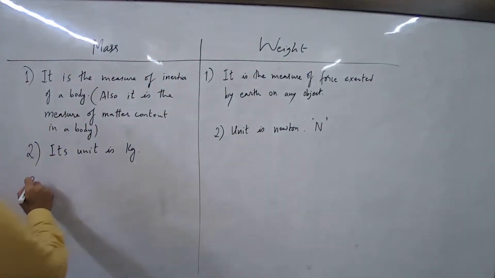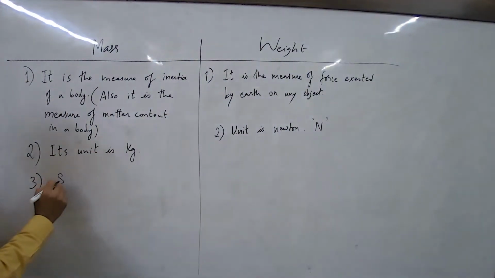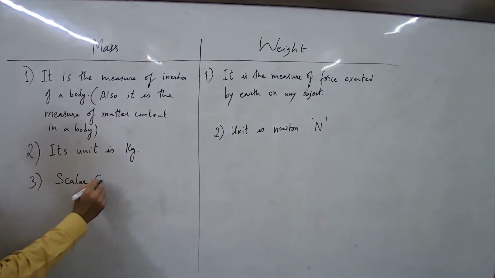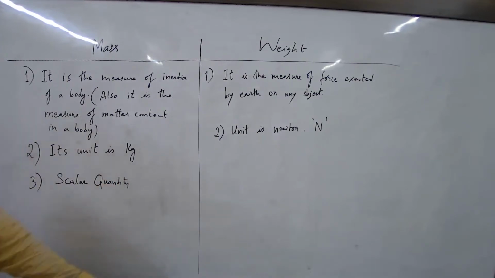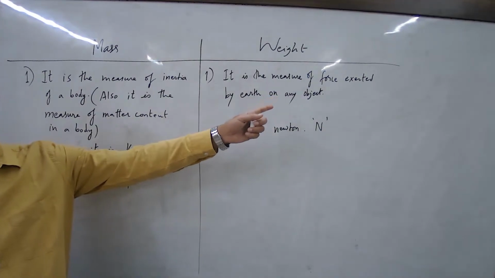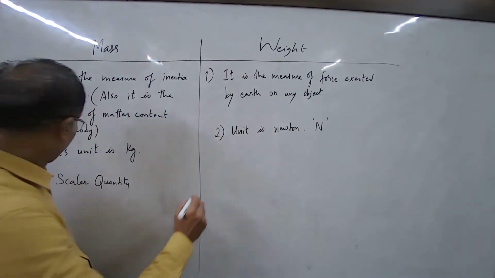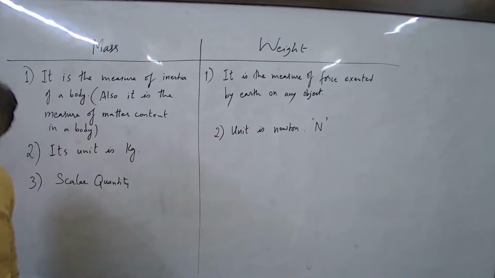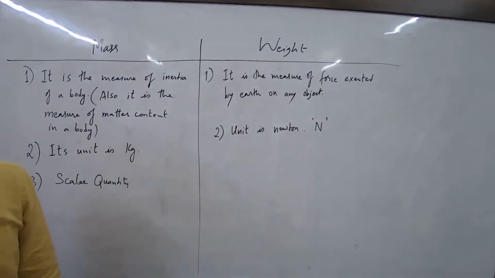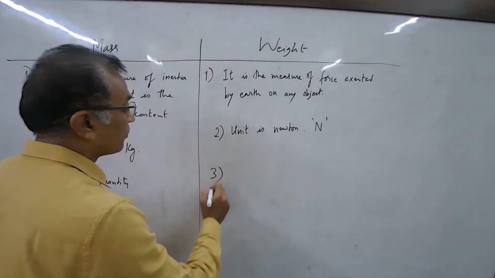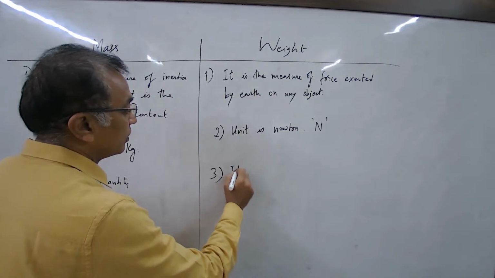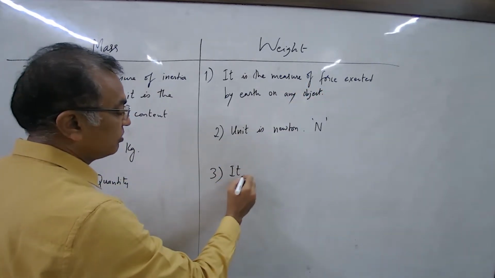Then third, what is mass? It is a scalar quantity. Don't tell me weight is a vector quantity. Is weight not a force? Yeah, but how? It always acts towards the earth, so the direction is obviously downwards, towards the center of Earth. It is a force, right? So it has to be a vector quantity.